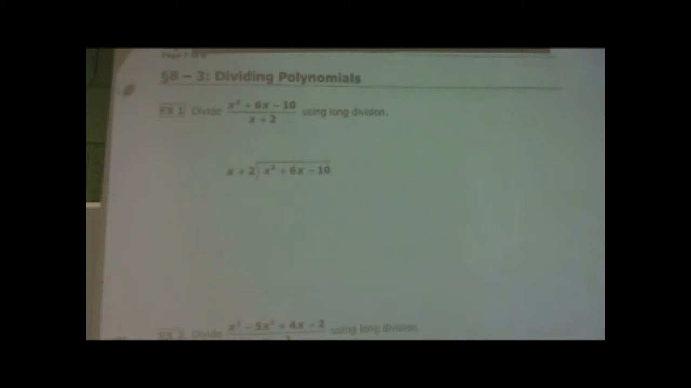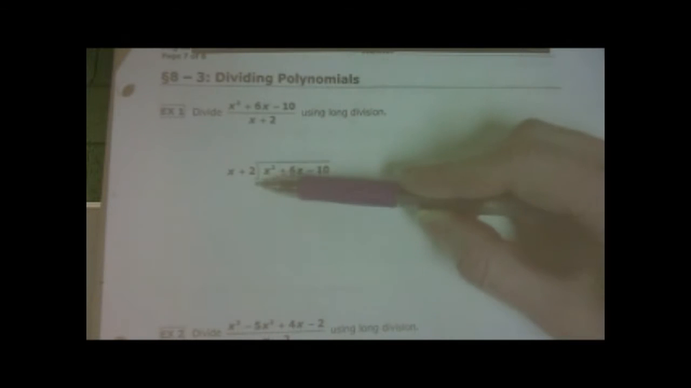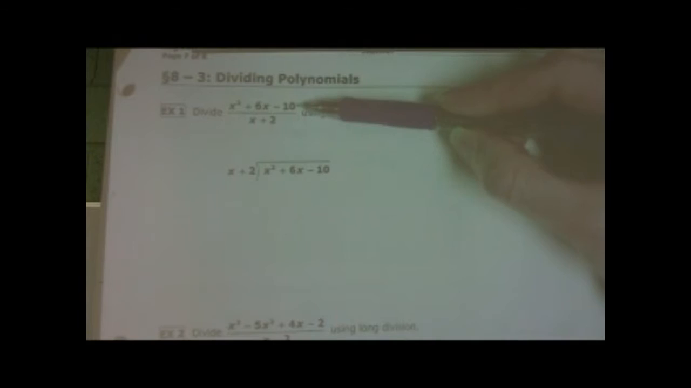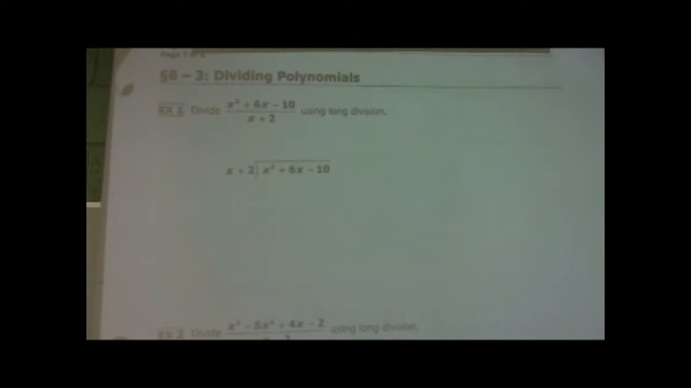Now the way to set this up is whatever is on the bottom goes out in front in the long division, and what's on top goes under the line. Okay? Now, when we're doing this, you remember how when we do long division, we say, how many times does this go into this? And we write it up here. Well, now we've got polynomials. We've got x's, we've got squared, we have numbers. How do we do this?